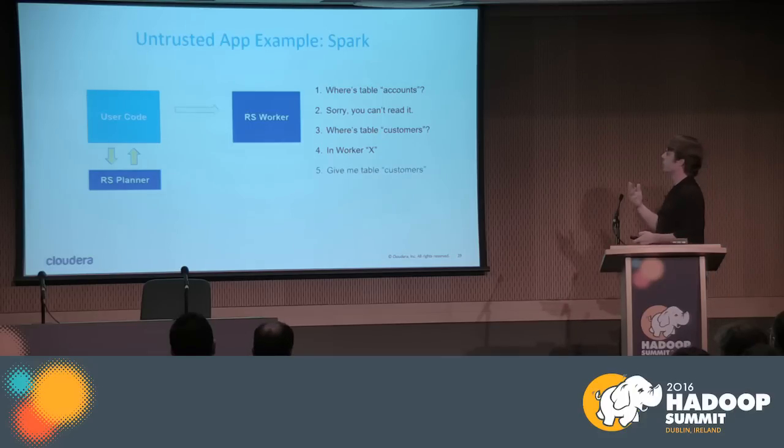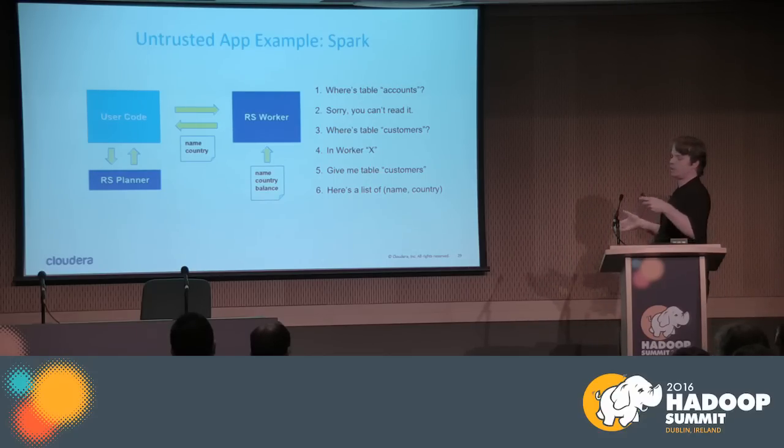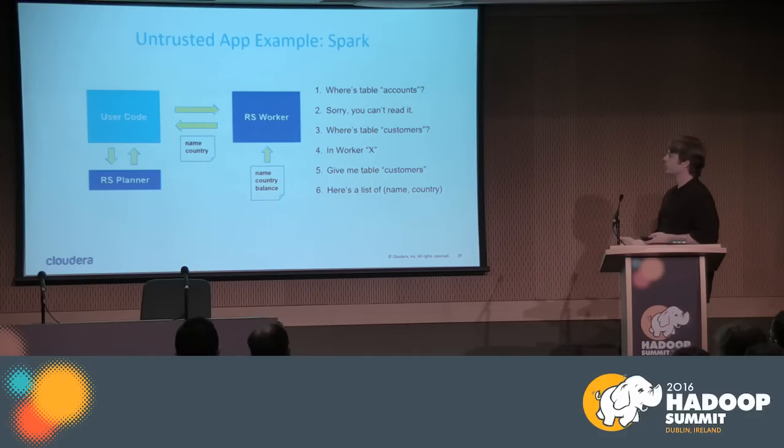So your user now goes and asks for the table data from the worker. And instead of returning the file with all of the data, now the worker knows that the user code only can see those fields because that's how you define the view. And it returns only the data that the user can see. So no sensitive data that the user should not look at is ever returned to the user in this scenario.